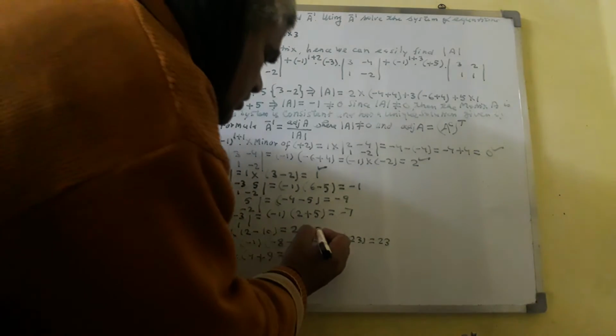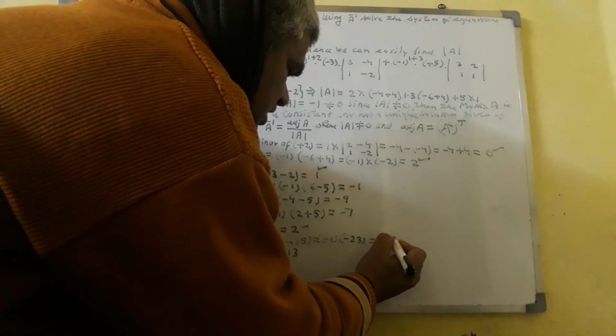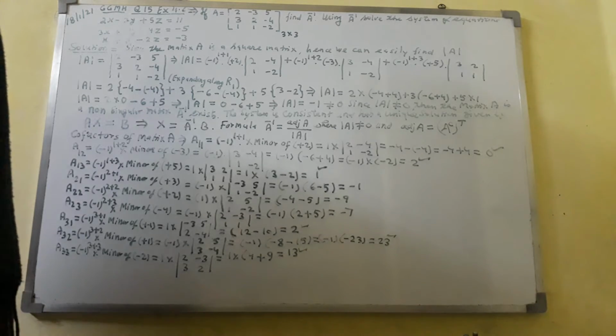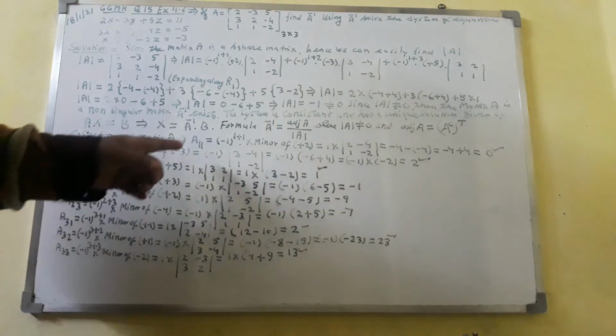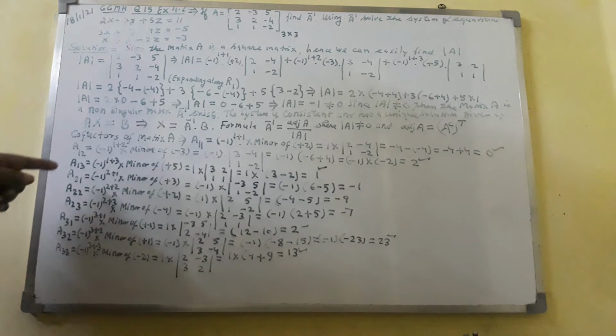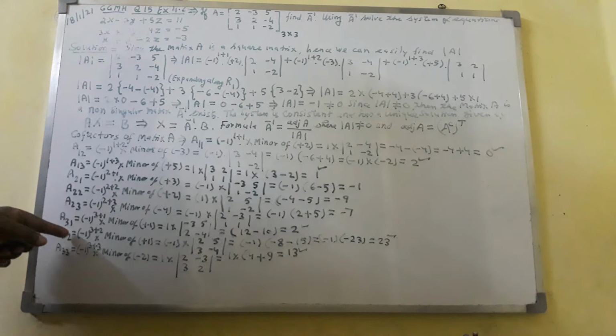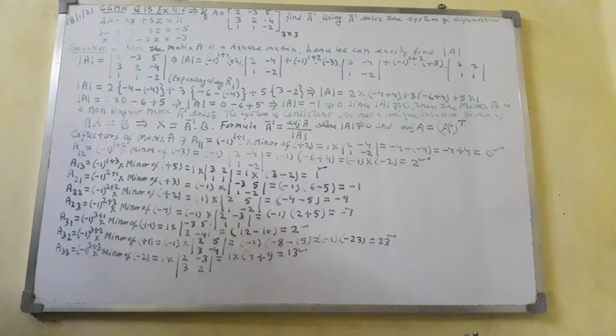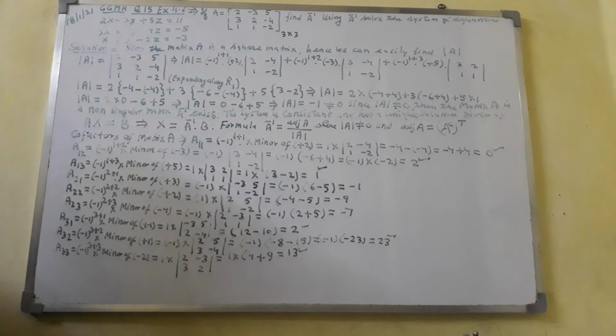Just check out 2, 23, 13. 2, 23, 13 you have got. Okay. So this one you have got 2, 13, 23. With the help of A11, A12, A13, A21, A22, A23, A31, A32, A33, you will form the cofactor matrix. Hence, I shall consolidate the things here.